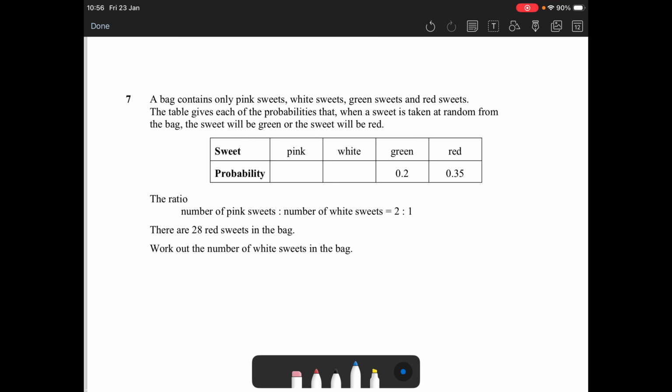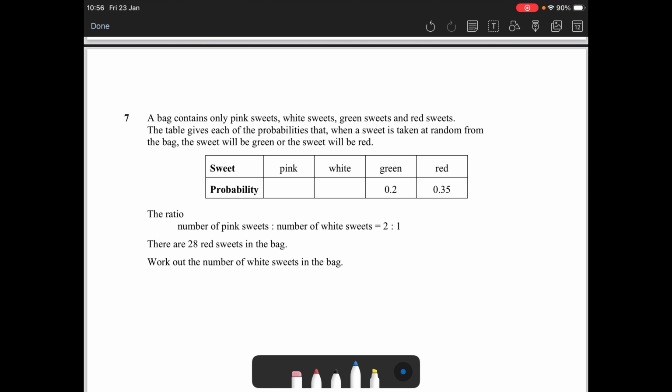Right, number 7, we've got simple probability here. We've got different kinds of sweets. The ratio of number of pink to white sweets is 2:1, so we want this answer to be twice as big as white. Now, what do we know about probability? We know all numbers add up to 1, so let's add these two, 0.55. We'll do 1 minus that, which is 0.45. We know that pink and white combined will be 0.45.